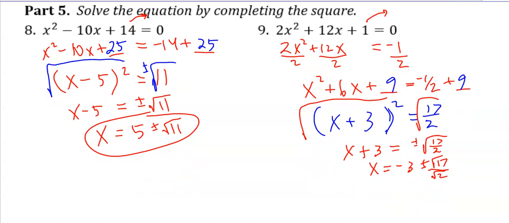You could simplify that by multiplying by square root of 2 over square root of 2. So you get negative 3 plus or minus, I guess, square root of 34 all over 2 is your x value there.